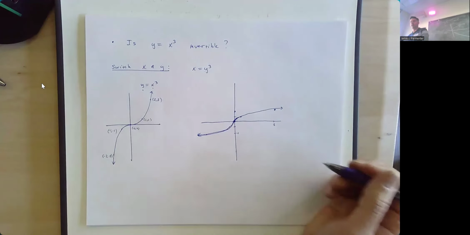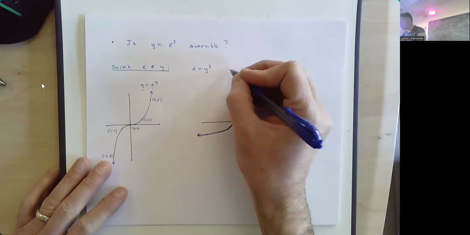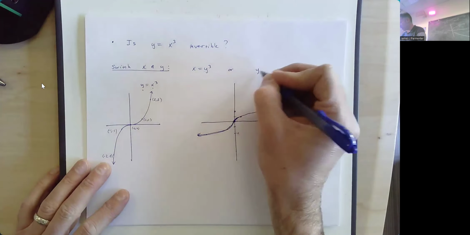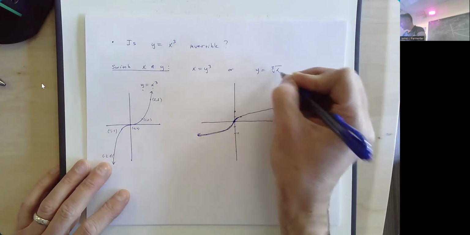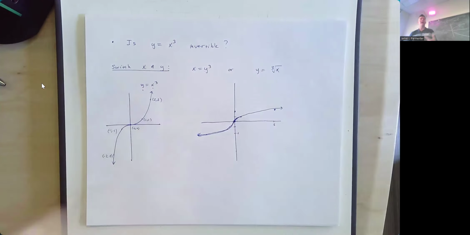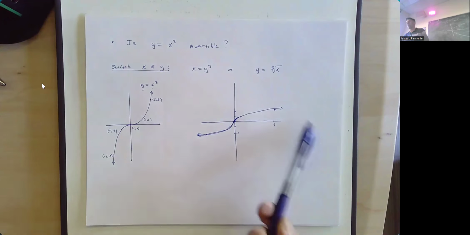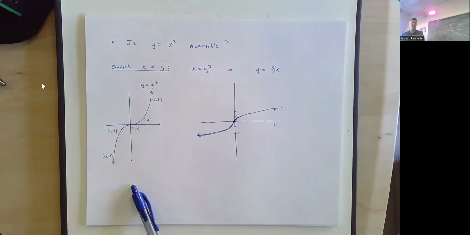So there's x equals y cubed. Or if you want to solve for y, take the cube root of both sides, you get y equal to the cube root of x. So y equal to x cubed definitely is invertible, because when we find the inverse relationship, it's a function. It passes the what test? The vertical line test.